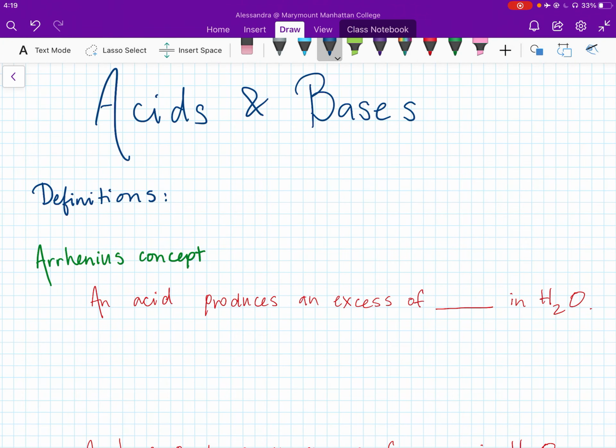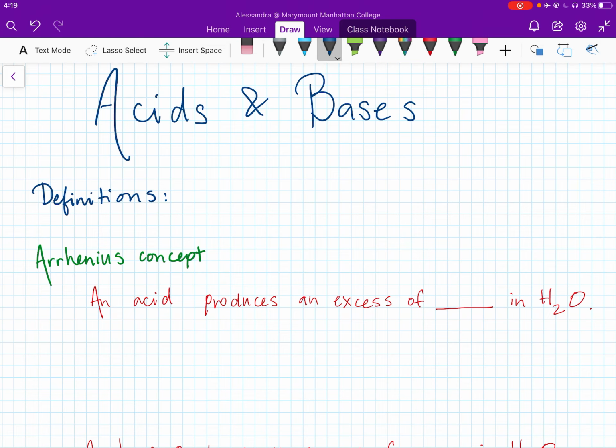Now I would like to introduce the concept of acids and bases. First, let's start with a couple of definitions so we can understand what acids and bases are. I realize you might have seen some of this before, but I really want to go down to basics. There are three major definitions of acids and bases that we're going to learn about in this chapter, and I want to start with the simplest and narrowest. That is the Arrhenius concept.